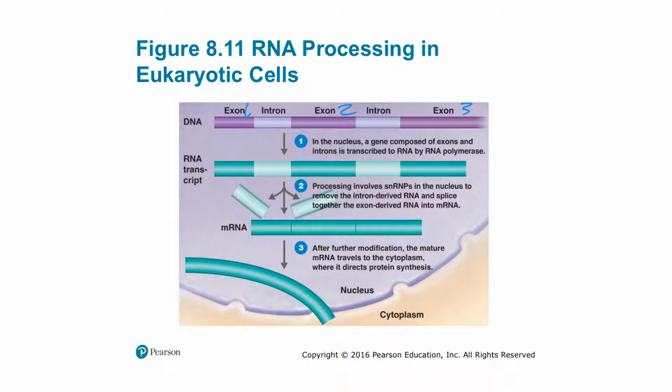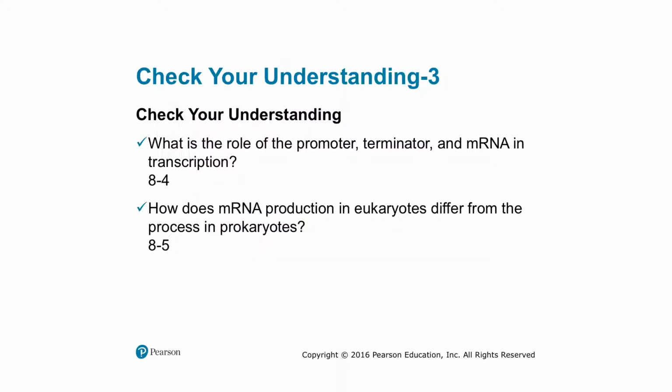Now, the other thing that they can do is they can actually rearrange all of these to have a different order. And so we started with 1, 2, and 3, but the order could end up being 3, 2, 1, or something different like that. And so this explains how we have something like 20,000 genes, but we can make hundreds of thousands of proteins.